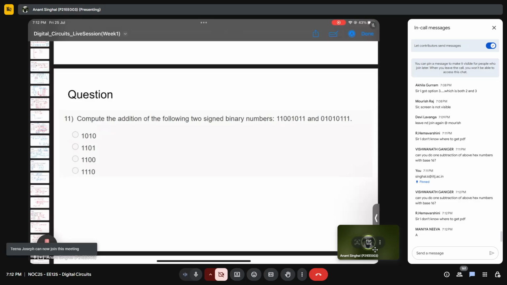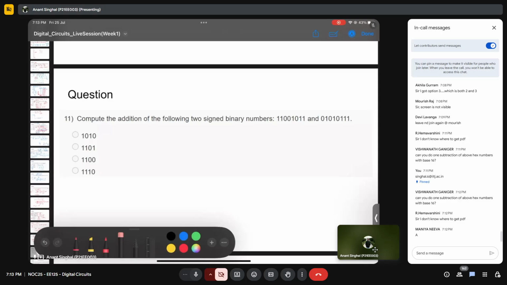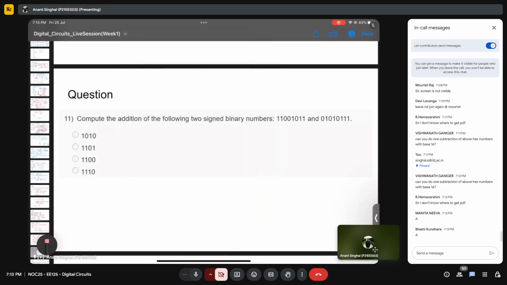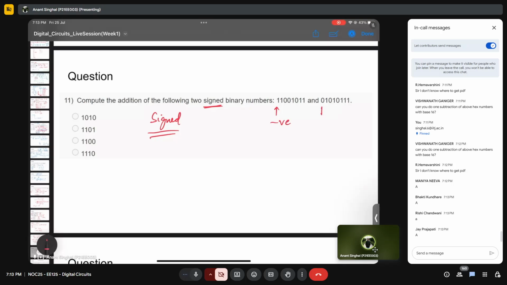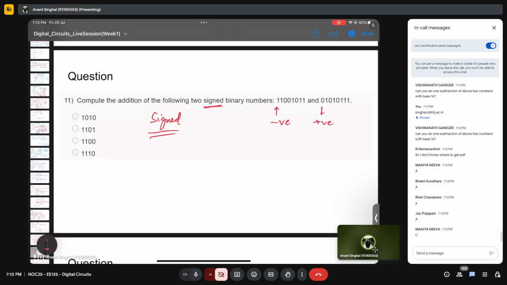So I've got one answer as A. Are you not able to solve this particular problem? Anyone? Okay, so let me try to solve it. Now the question clearly said signed binary numbers, right? So this means this is a negative number, and this is a positive number. I hope you are able to understand this till now.